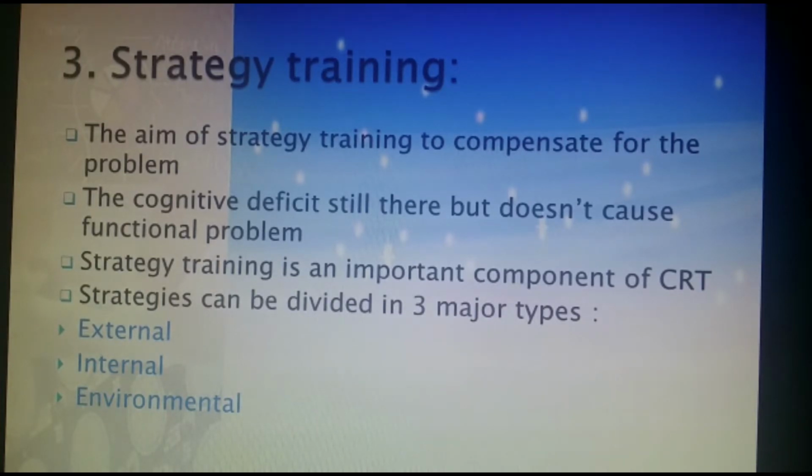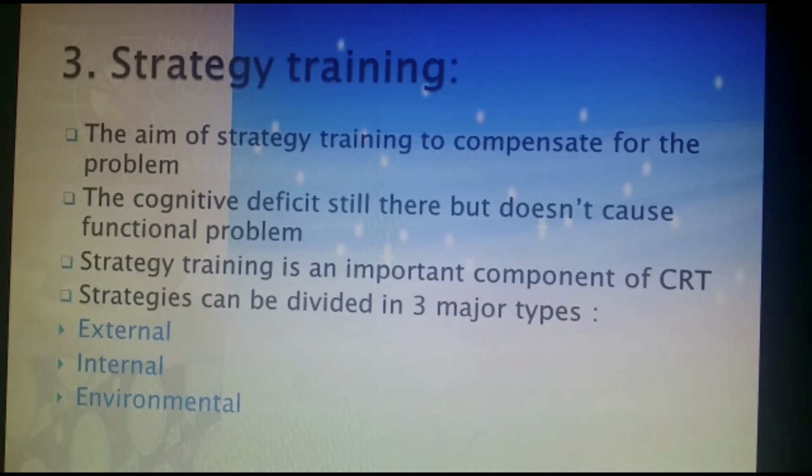Also, we prioritize the goals. If this skill is important for the patient, we cannot wait until the skill is improved by using process training. So we just need to compensate for it by using equipment, devices, or adaptation. Strategy training is considered an important component of CRT based on research. One study examined a large number of therapists doing CRT about the strategies they are using, and this study reported that the majority of the therapists were using strategy training with their patients.